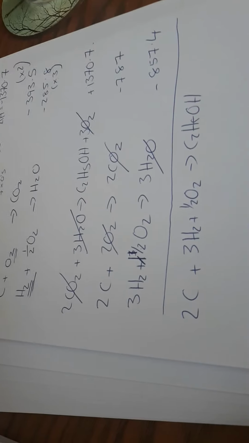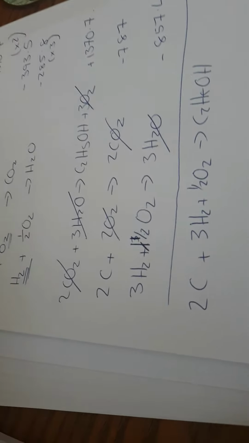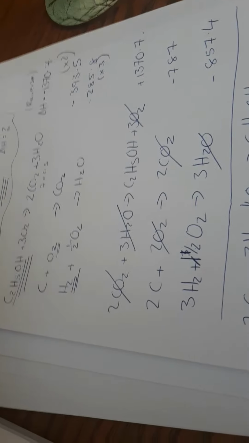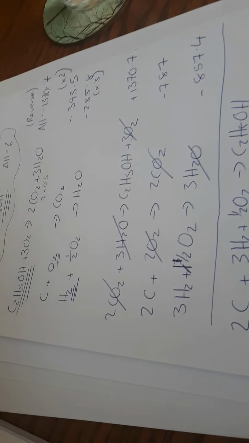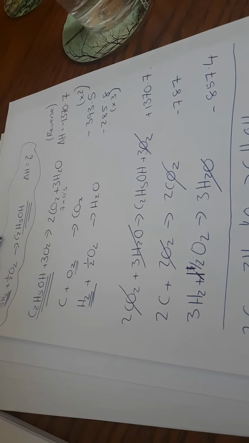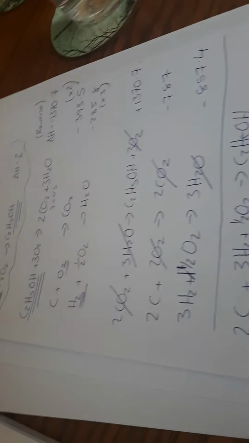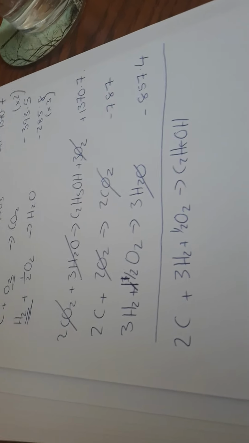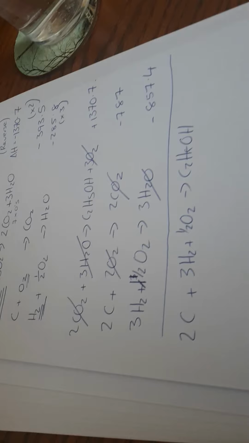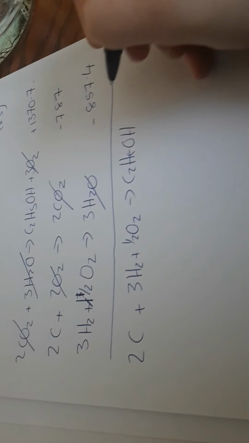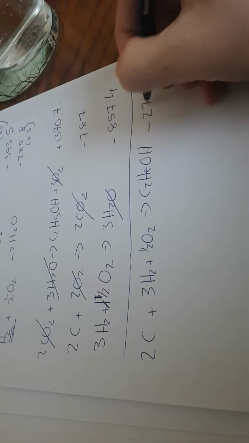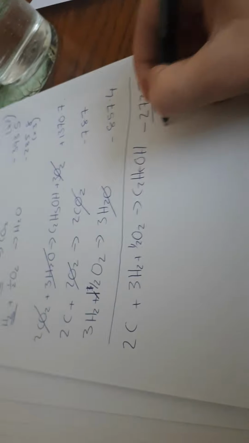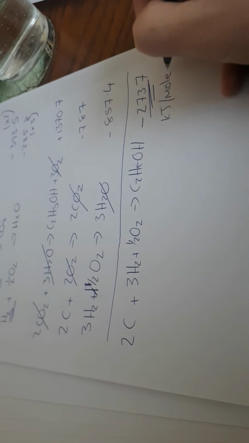And if we look at what we have up here, that is exactly what I am looking for. So I'm going good so far. I then add up all the numbers here: plus 1370.7 minus 787 minus 857.4, and that gives me a delta H value of minus 273.7. And always that's measured in kilojoules per mole.